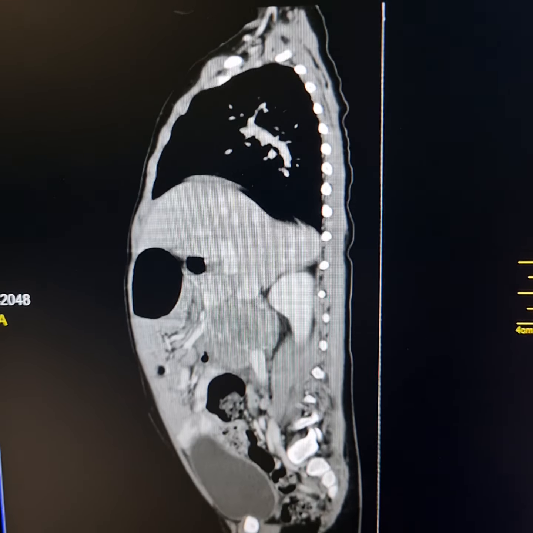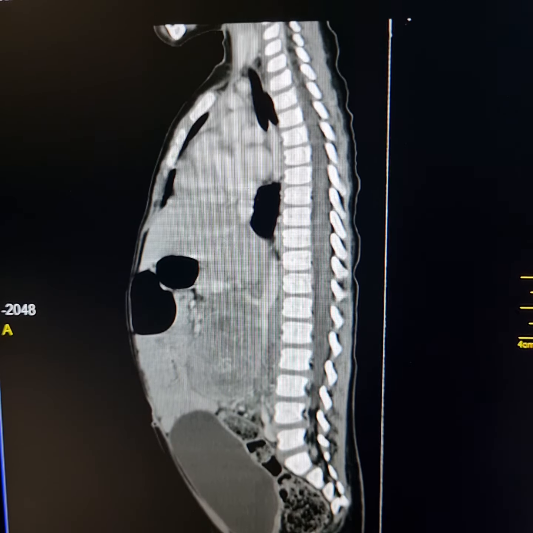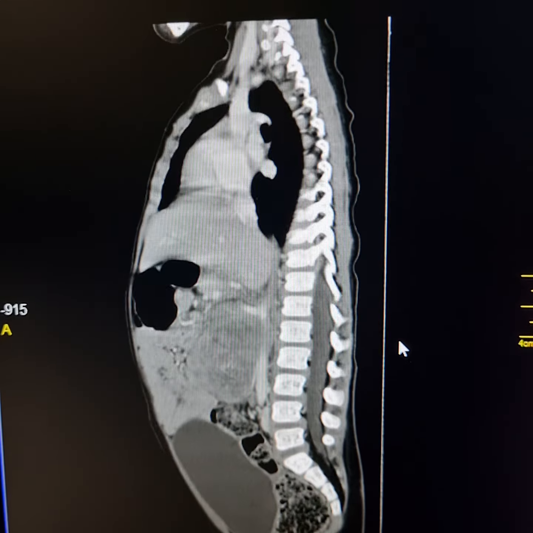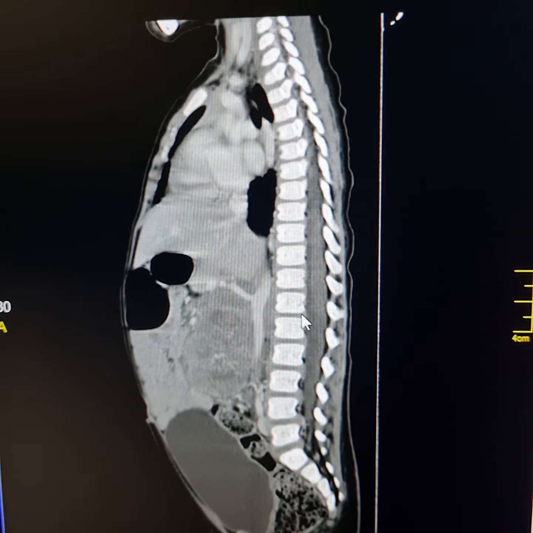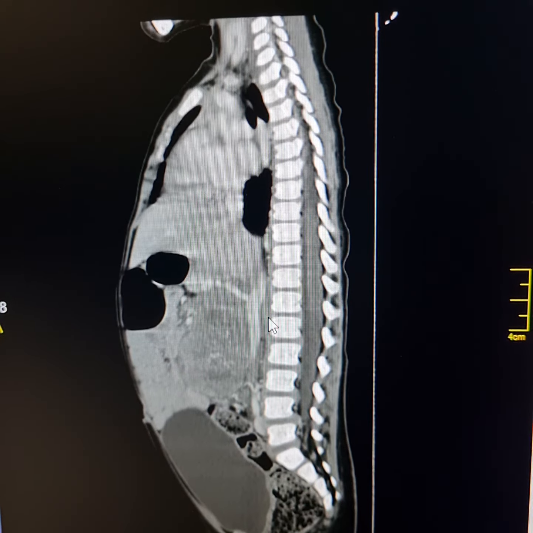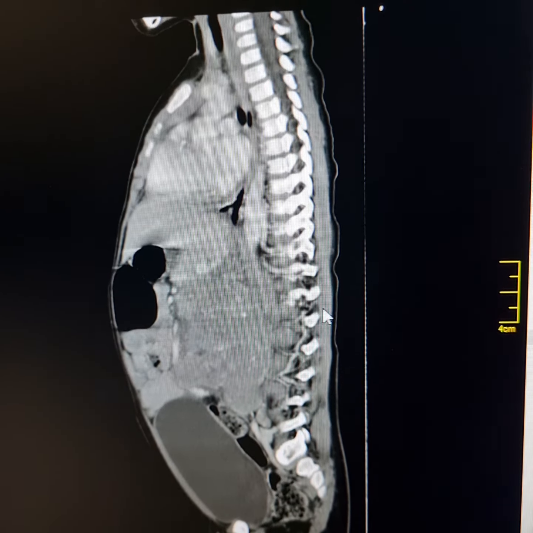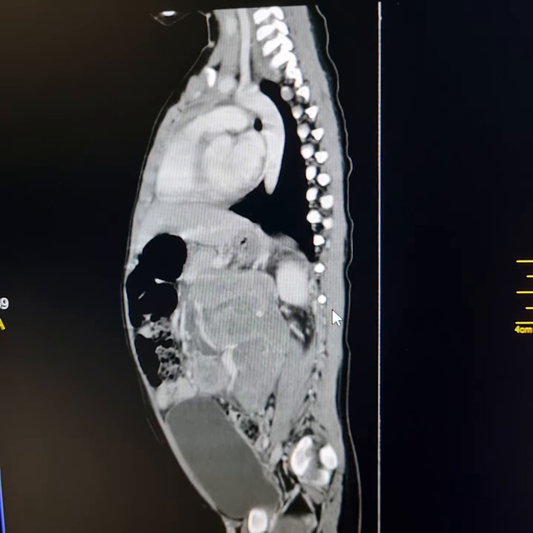This is the sagittal scan. Please observe the vascular luminal narrowings and involvement of the blood vessels.